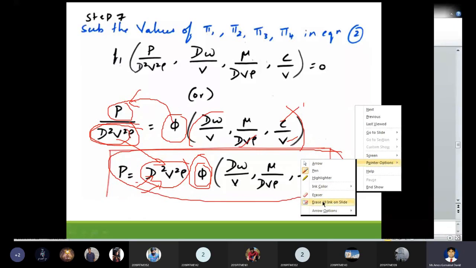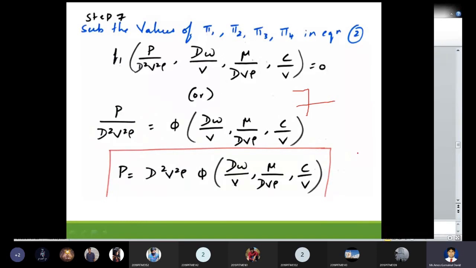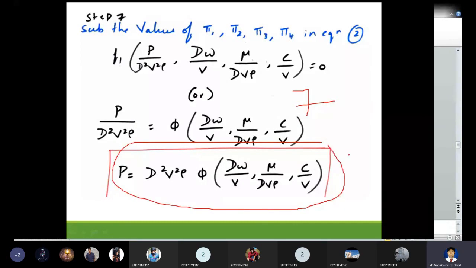We had how many terms? 7 parameters here, and we were able to solve for the pi terms and get one final expression for this particular problem. Clear? So this is how we solve using the Buckingham pi theorem method.